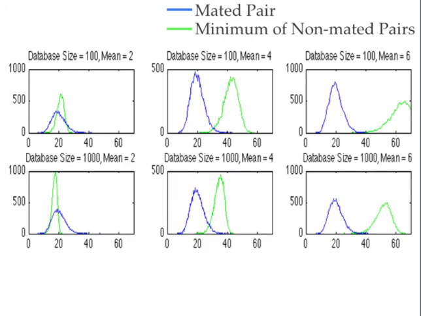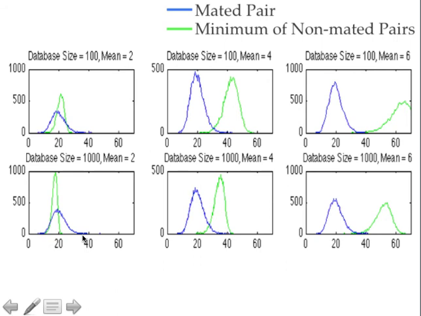Well, something interesting happens here. First of all, the blue distribution stays the same because it doesn't shift. It's not a function of the database size. There's only one matching print in the database for that suspect, and the value that's returned is just the value that's returned. Now, of course, each time you make an impression, it's going to vary slightly, which is why they're not all at 0. But the blue distribution is not a function of the database size.